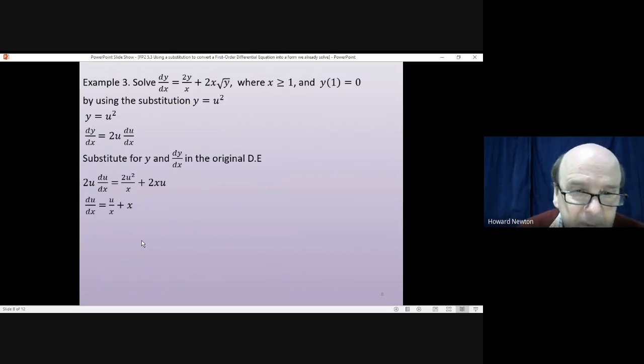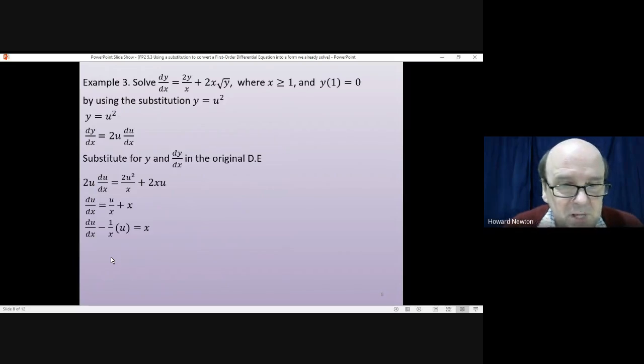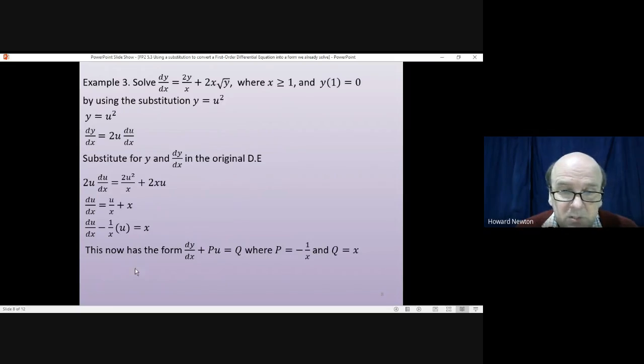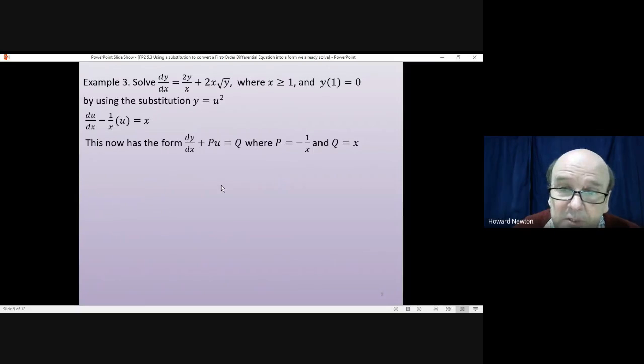And tidying that up gives me du by dx equals u over x plus x, which means du by dx minus 1 over x times by u equals x. And the reason why I've written it in that form is it becomes slightly clearer then that this is the form of equation that we can use an integrating factor to solve. So this now has the form dy by dx plus p times u equals q, where p and q are both functions of x, p is minus 1 over x, and q is just x. So that's where we've got so far.